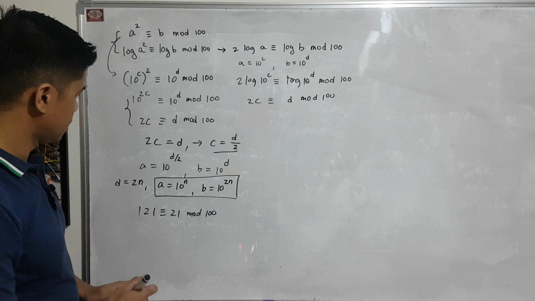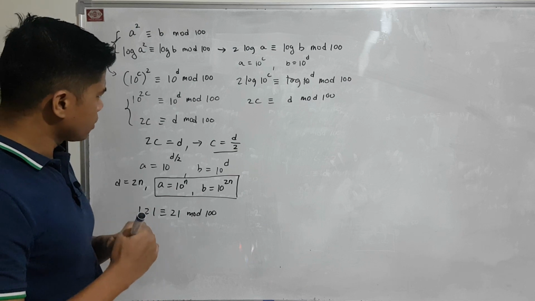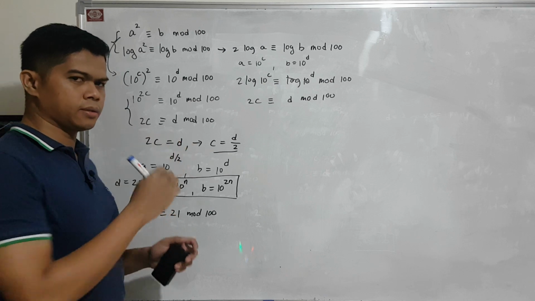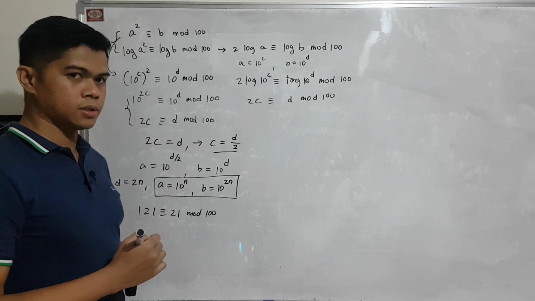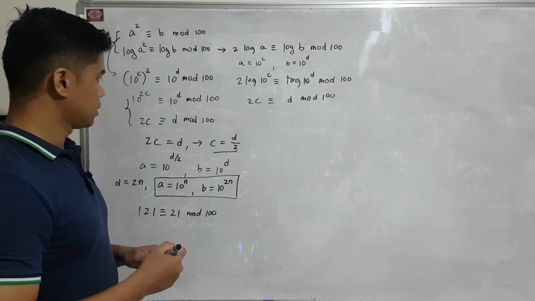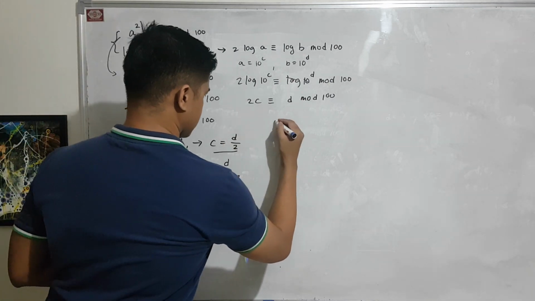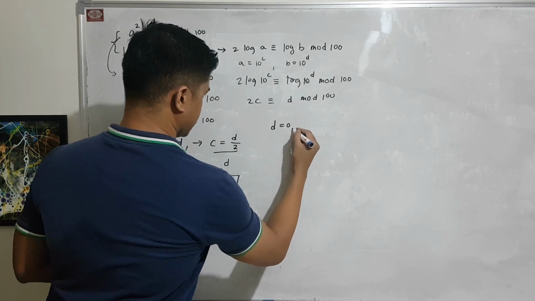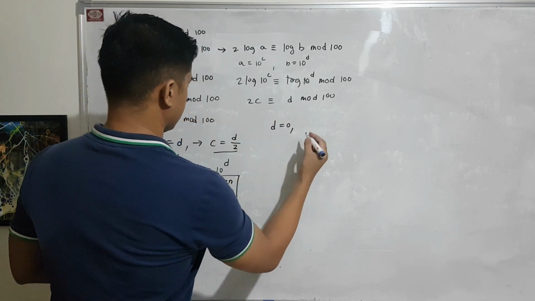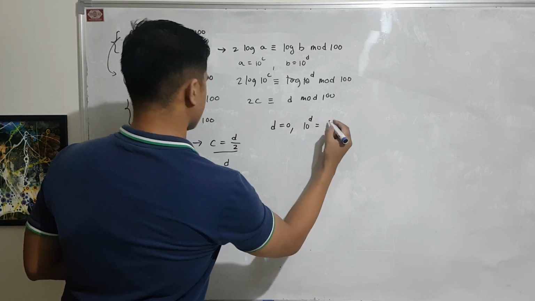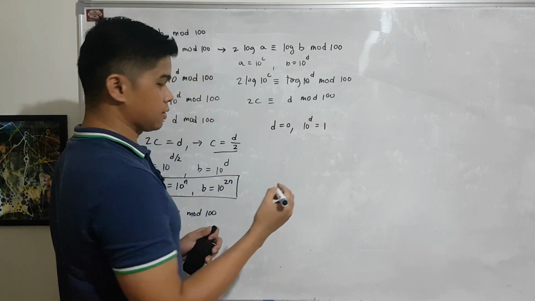Okay, so to find the values of c and d here, we might evaluate some small values for d. So let's solve here. When d equals 0, we have 10 to the d become 1, right? So 10 to the 0 is 1.